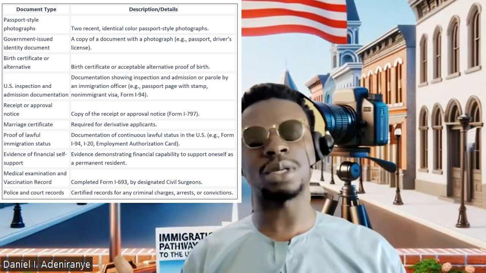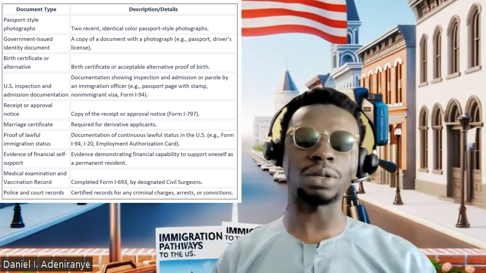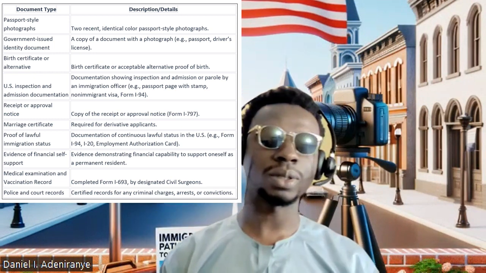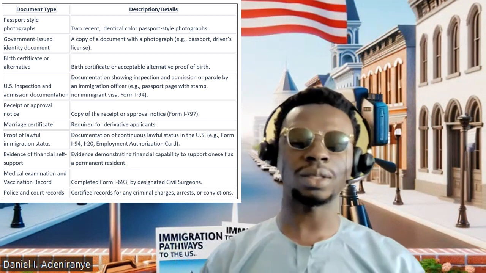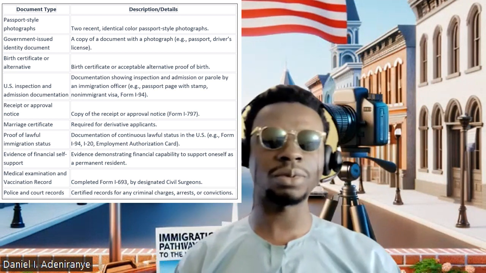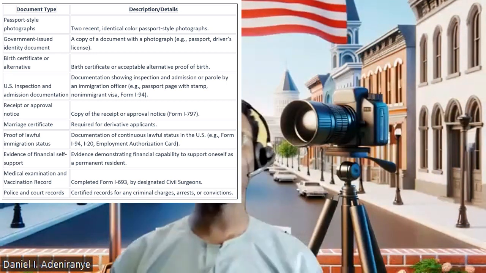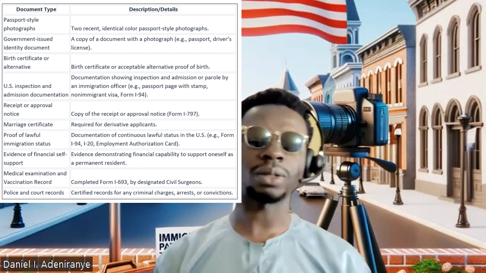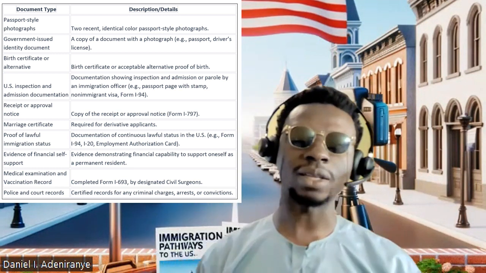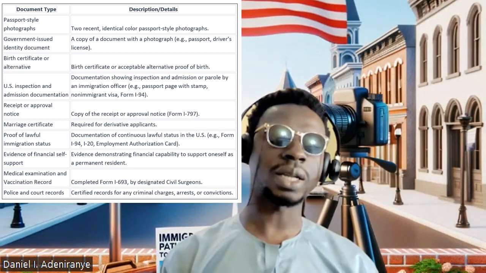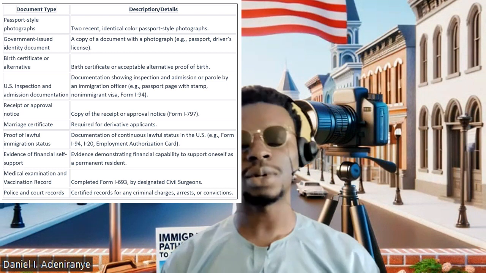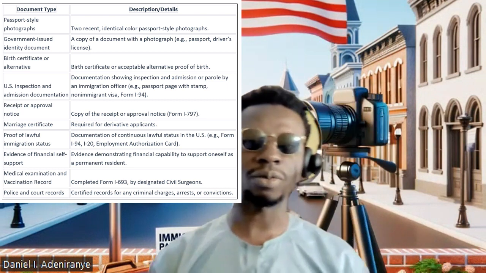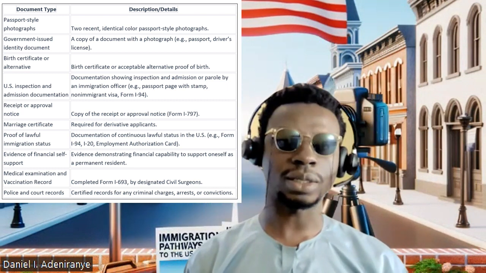For example, it could be international passport, it could be your driver's license, your birth certificates, if you have one, if your country issues birth certificates, or perhaps an alternative proof of birth. Another important document is documentation of inspection and admission or parole into the U.S. by an immigration officer. This is more or less like a passport page with a stamp, or your non-immigrant visa, or even your Form I-94 for some of you that entered the U.S.